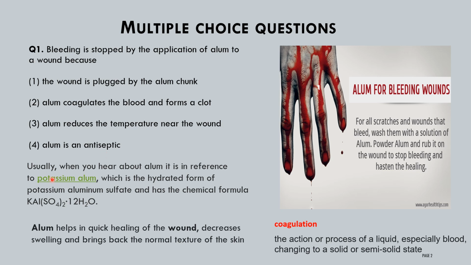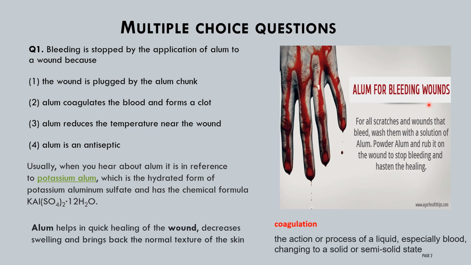Let us discuss. Usually when you hear about alum, it is in reference to potassium aluminium. It is referred to as potassium aluminium sulfate, the hydrated form, which has the chemical formula KAl(SO4)2·12H2O. In the exam they may ask what is the chemical formula of potassium aluminium sulfate, then you have to remember this formula. Let us discuss in detail.